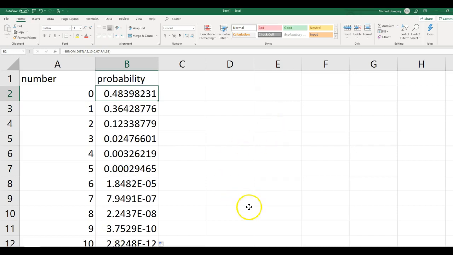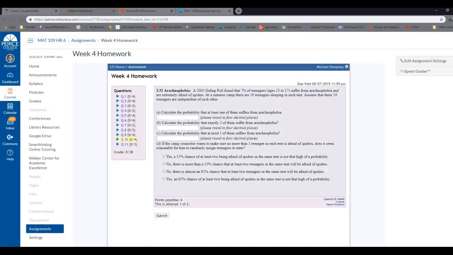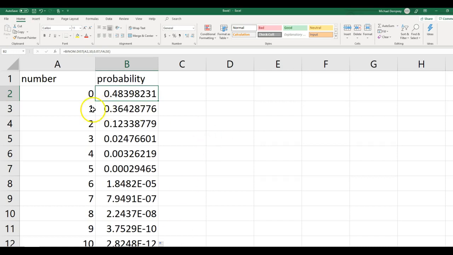Okay, so what I can do now is go back and see if this table is helpful in helping me answer this. Calculate the probability that at least one of them suffers from arachnophobia. There's a couple of ways I could do this, right? At least one would mean add all of these up. So we could hit equals, sum, and add all of these up, or at least 1 means 1 or 2 or 3, right? We add all these up.